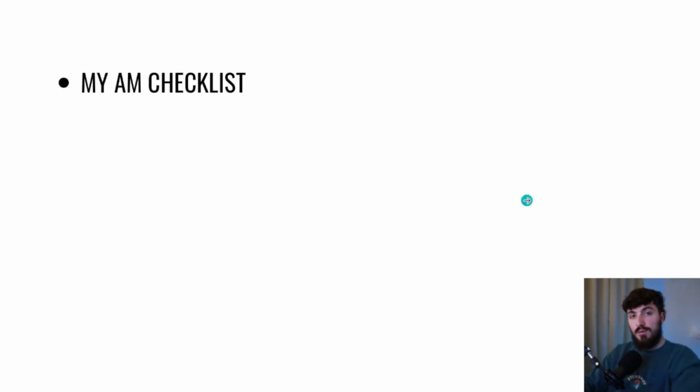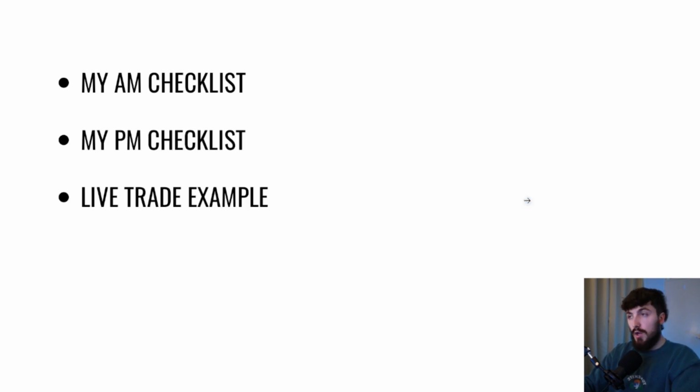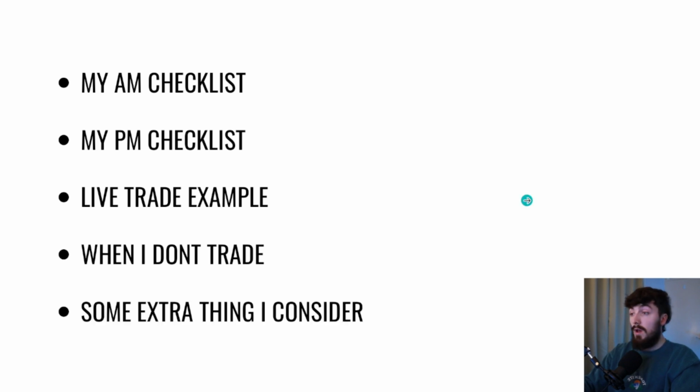We've got my AM checklist to go over. I quite often trade both the AM and the PM sessions, so we've got my PM checklist to go over. Got a live trade example to go over that I took last week, so we'll go over that and compare that to my checklist so you can sort of see it happening live. We'll have a look at when I don't trade, because a lot of wealth retention is in not taking trades. And we've got some extra things that I consider at the end, one of which I've been able to catch some nice big trades off of on a Monday.